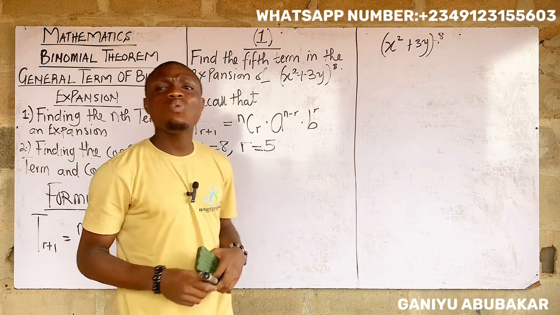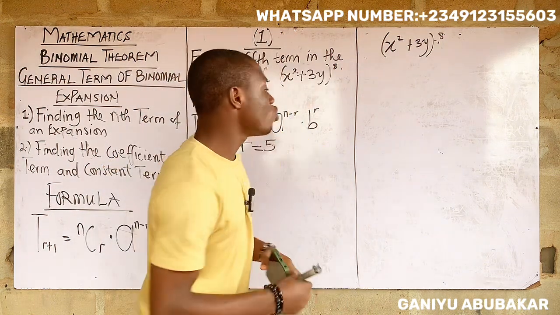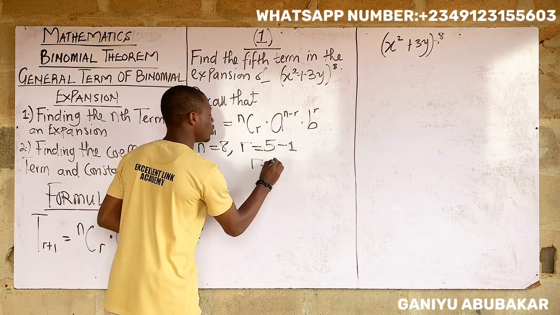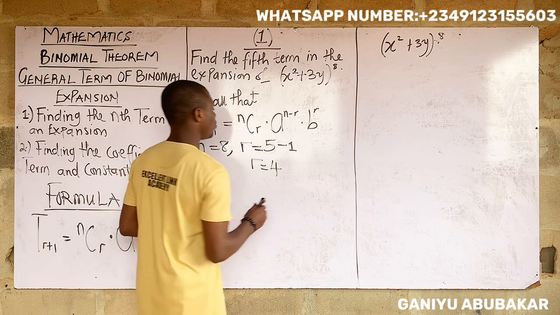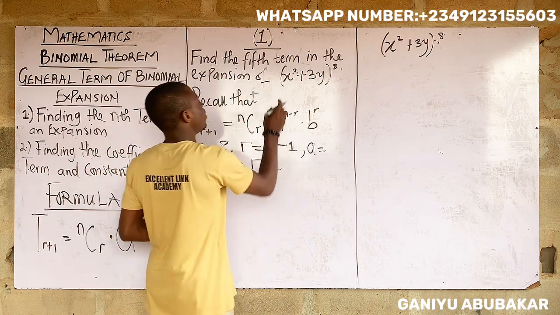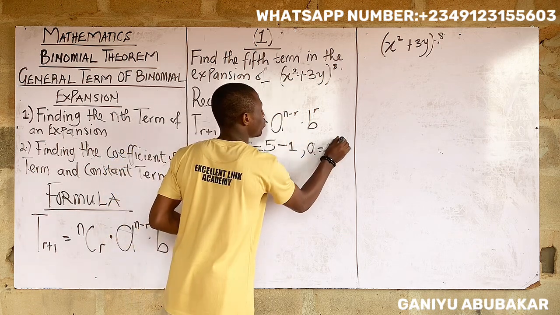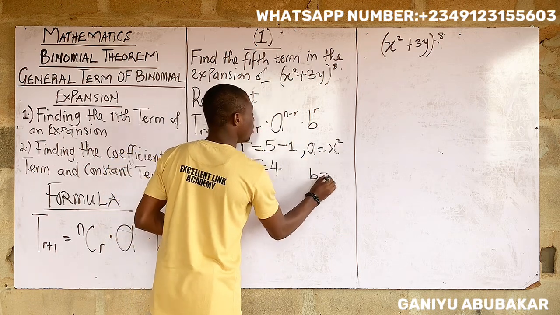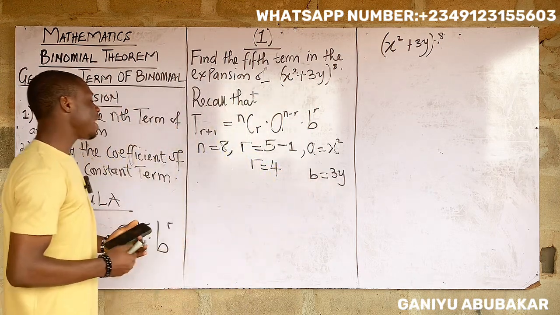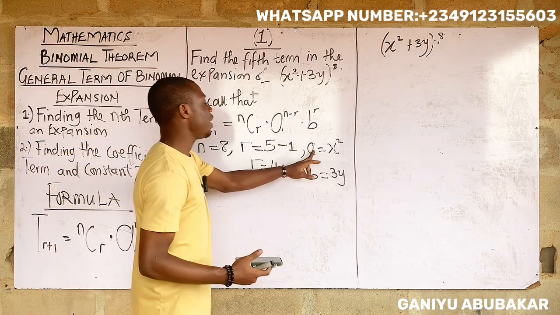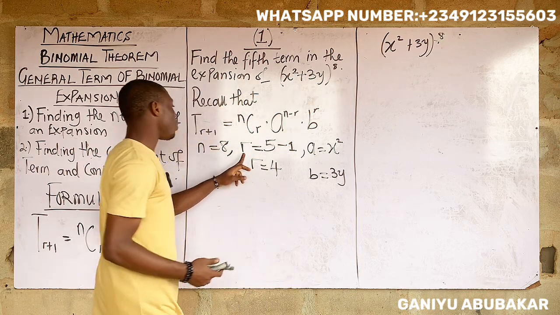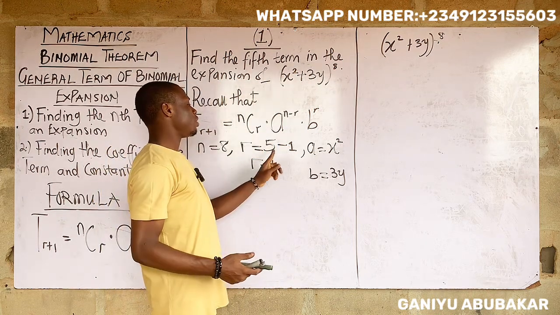Now listen up. For your r, always subtract 1 from it. So since I'm given the fifth term, I have to take 1 from it. That becomes r, which is just 4. Next up, what's your a? What's your b? From here, a is the first term, which is x squared. What's your b? b is the second term here, 3y. So observe, get your n, r, a, and b. Note that your n is the power here.